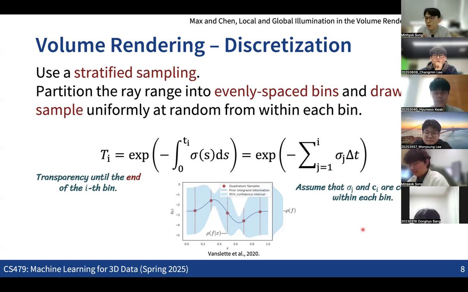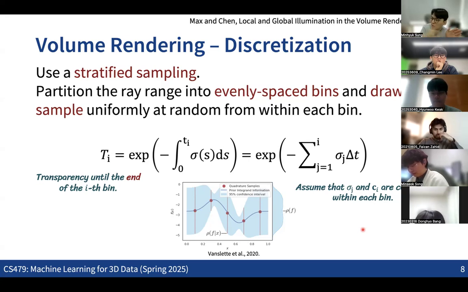Once we take one sample for each beam, we can assume that all the opacity and radiance information inside that beam is constant, with the information we get from the representative sample there. That's the basic idea of stratified sampling. Makes sense? We divide the time domain with uniform intervals, and for each interval, each beam, we take a random point within the range of the beam. Then given the query point, we get the opacity and the color information.